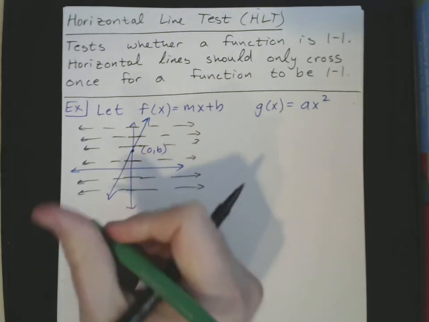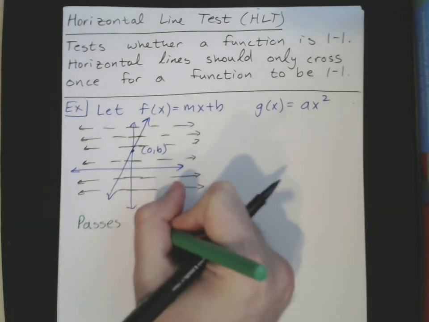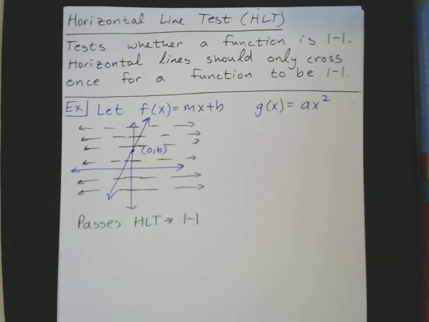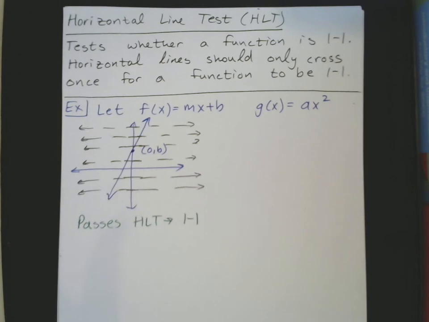So this passes the horizontal line test, which means we call it a one-to-one function. And since we've done this for the general linear function, we can say with certainty that all lines are one-to-one.